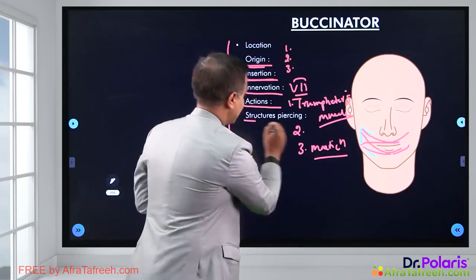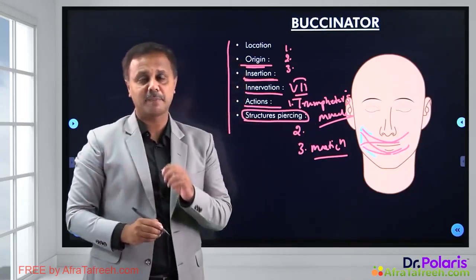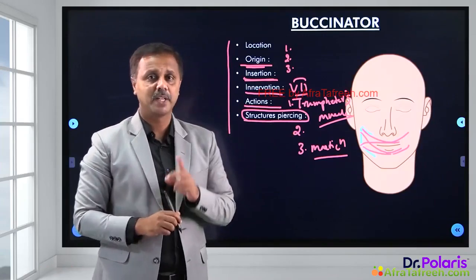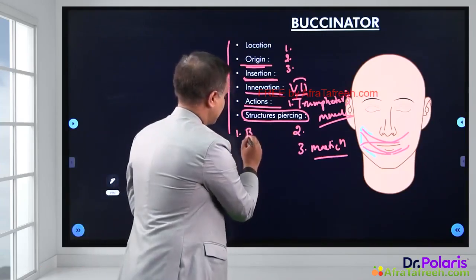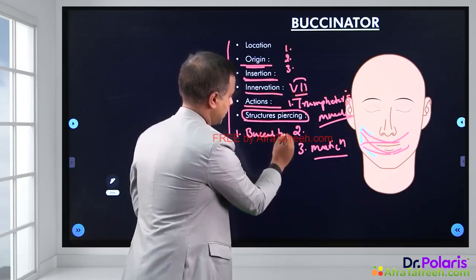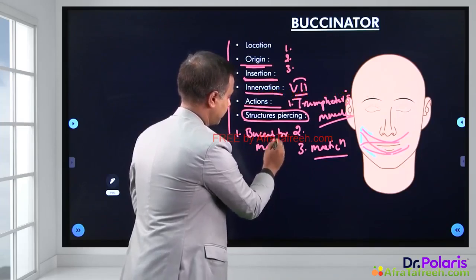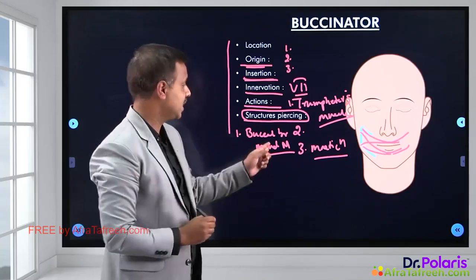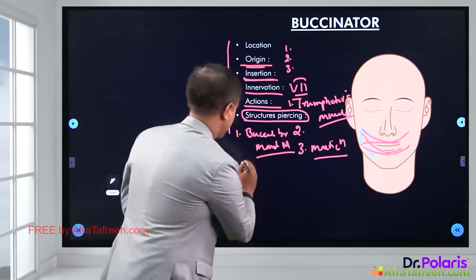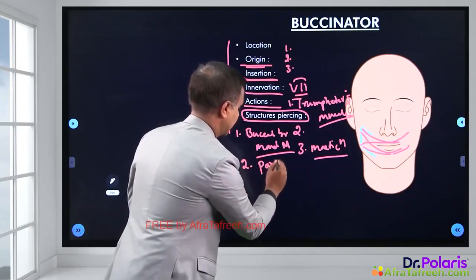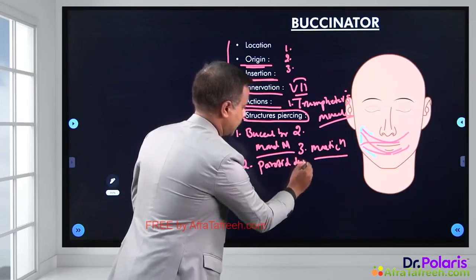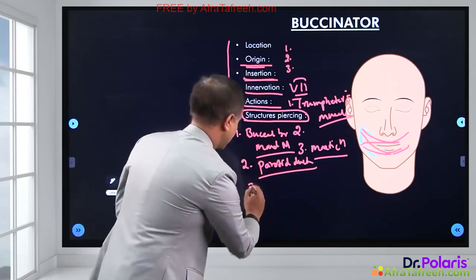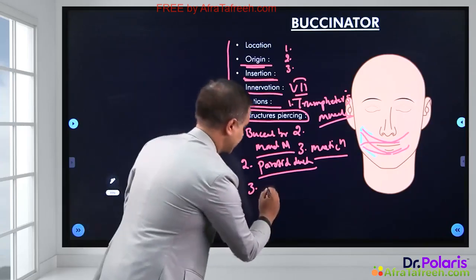One of the commonly asked questions in your theory exam or practical viva is, what are the structures that pierce the buccinator muscle? You need to remember the buccal branch of the mandibular nerve. This is the most important structure that pierces the buccinator muscle. Then remember the parotid duct. Two important structures, a duct and a nerve, and it also allows piercing of mucus glands.